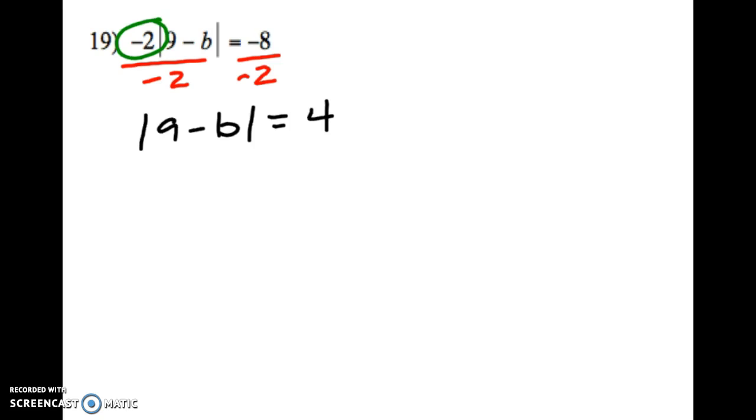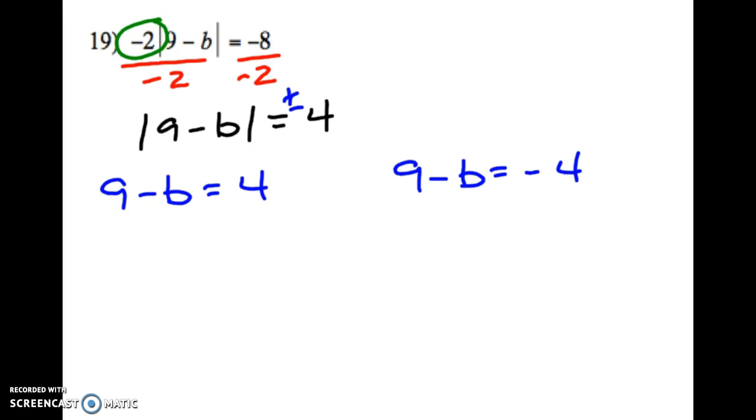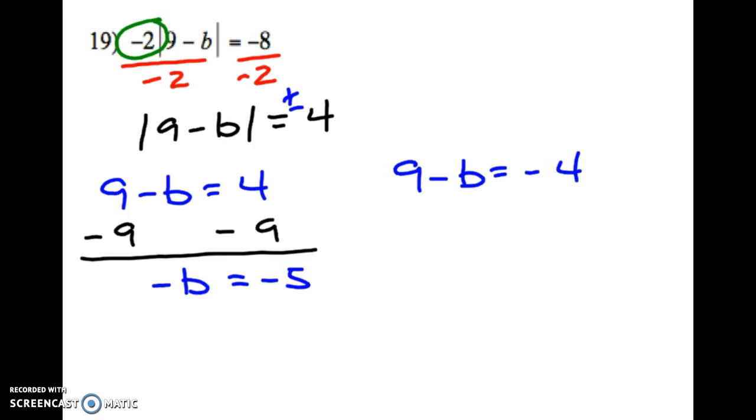Now, once again, we know that the insides can equal either a positive or a negative 4. So we can write it out twice. 9 minus b will equal a positive 4. 9 minus b will equal a negative 4. Go through our steps in solving. Subtract 9. Please be careful. Don't lose that minus sign that's with the b. So negative b will equal negative 5. Let's solve, we'll divide by negative 1. So one of our answers is going to be a positive 5.